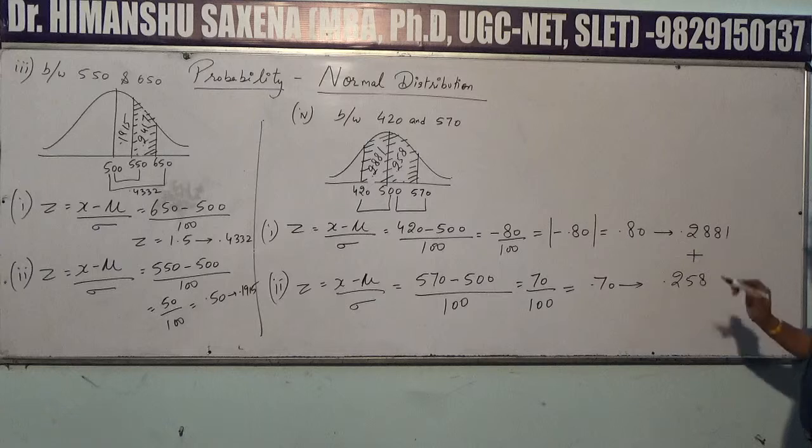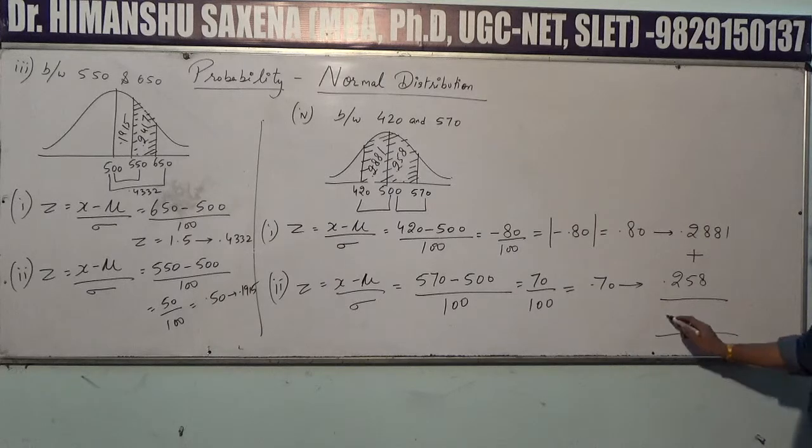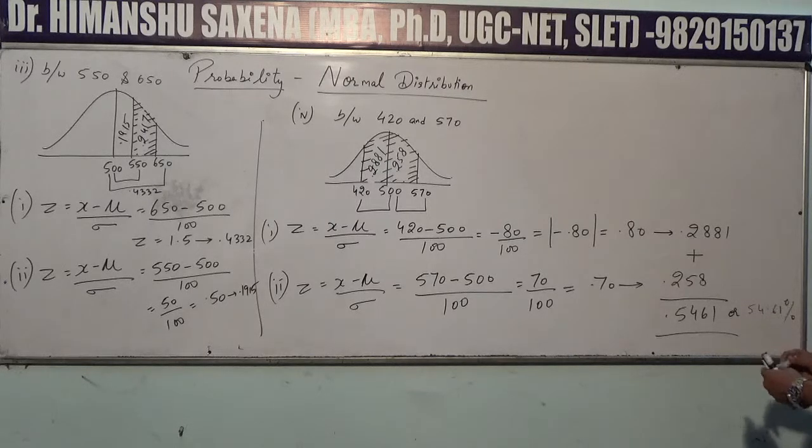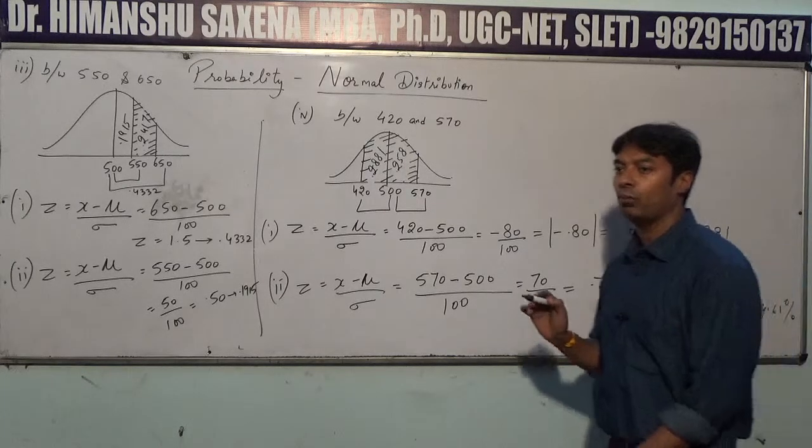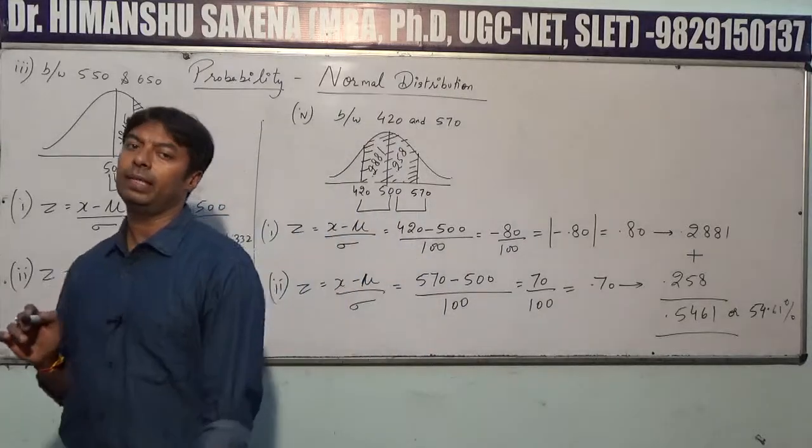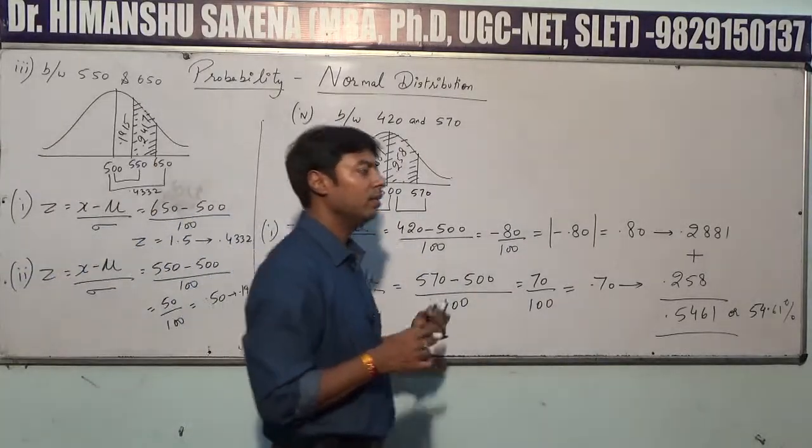Now what will we do? We will have to combine these values, 0.2881 plus 0.258. Now tell me what is the final answer? 0.5461, or 54.61 percentage. If you are asked to express this value in percentage, it will be equal to 54.61%.